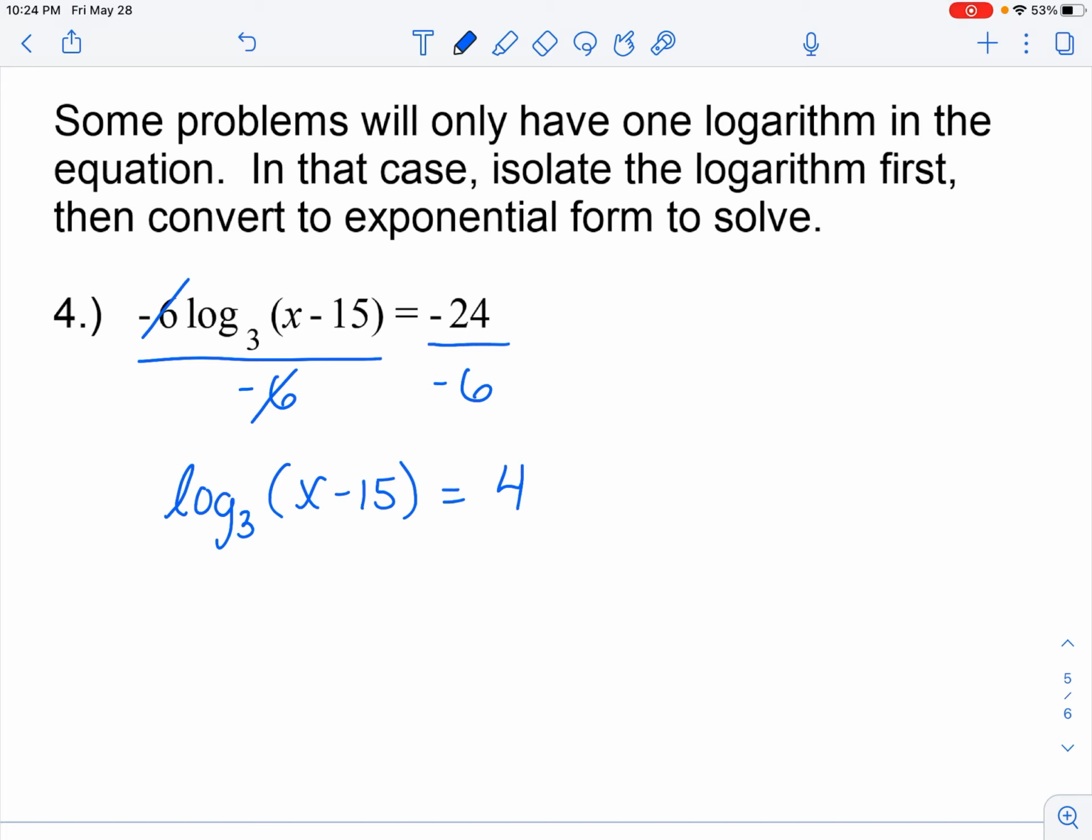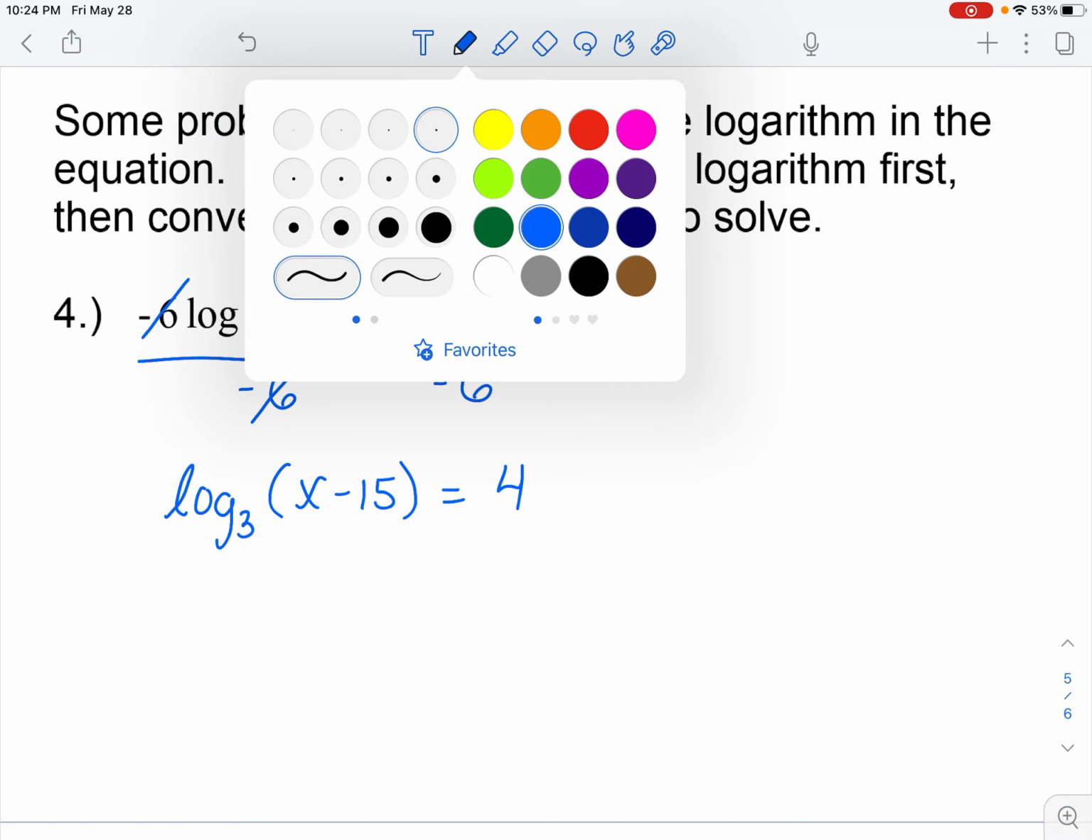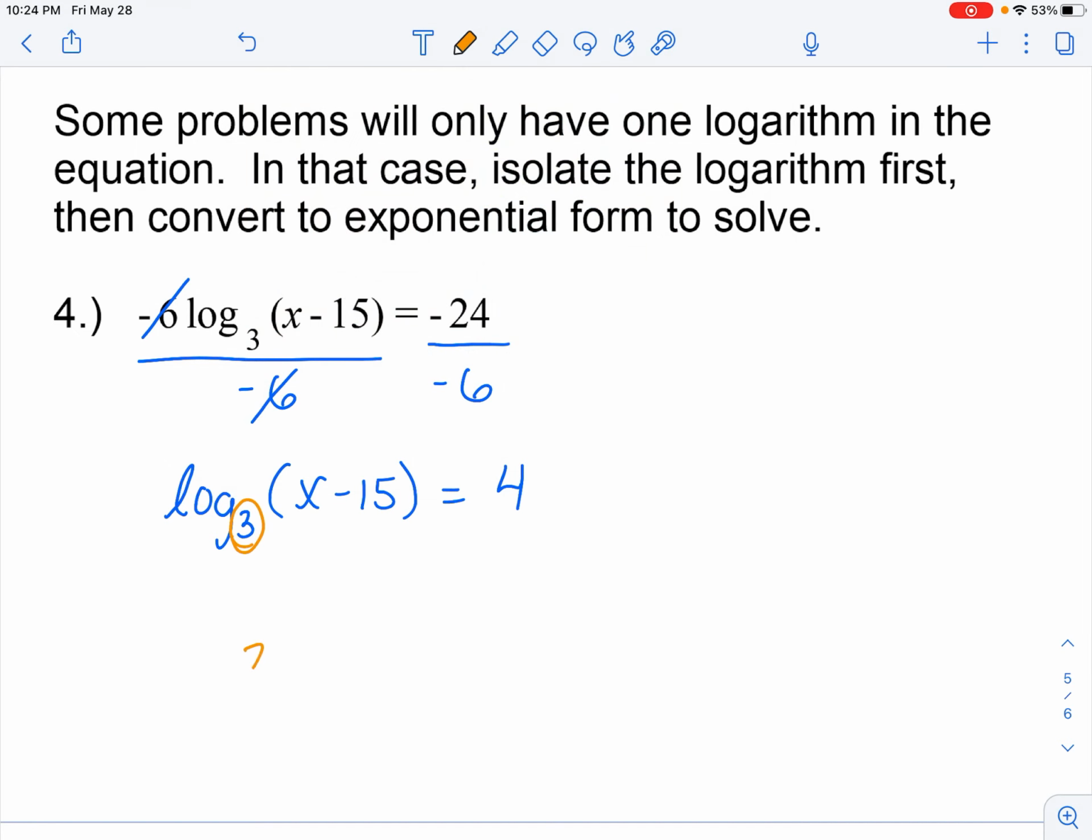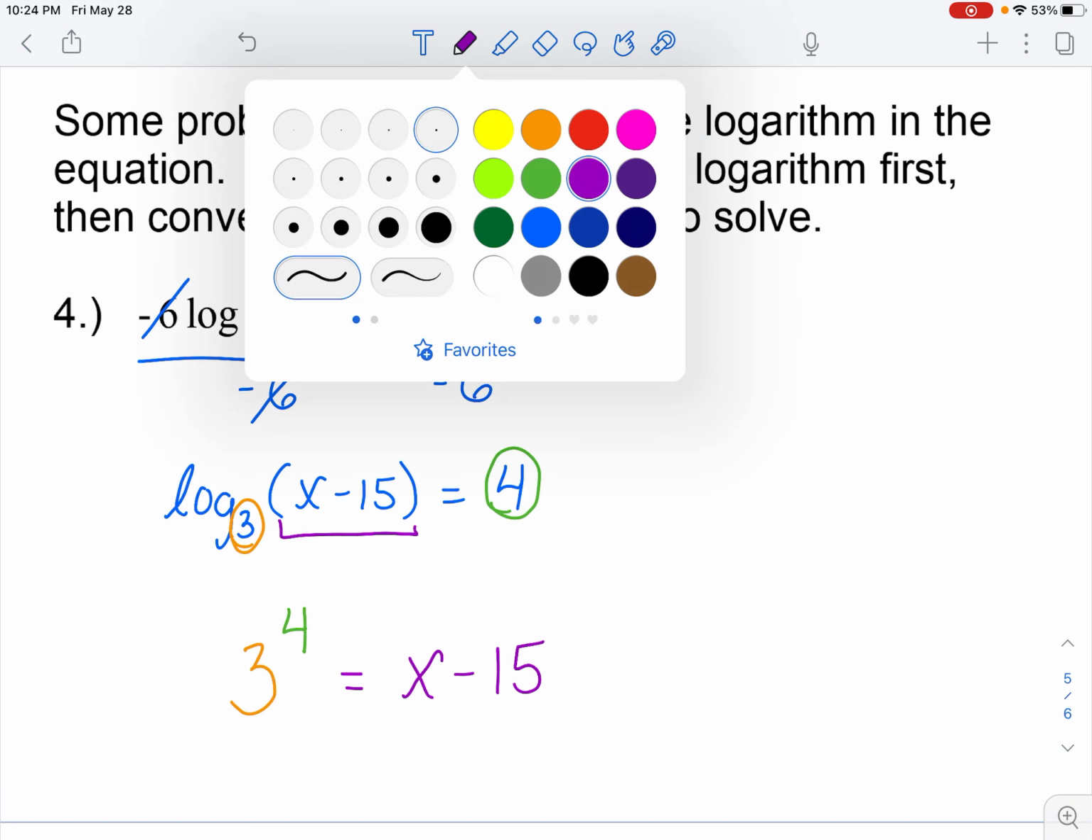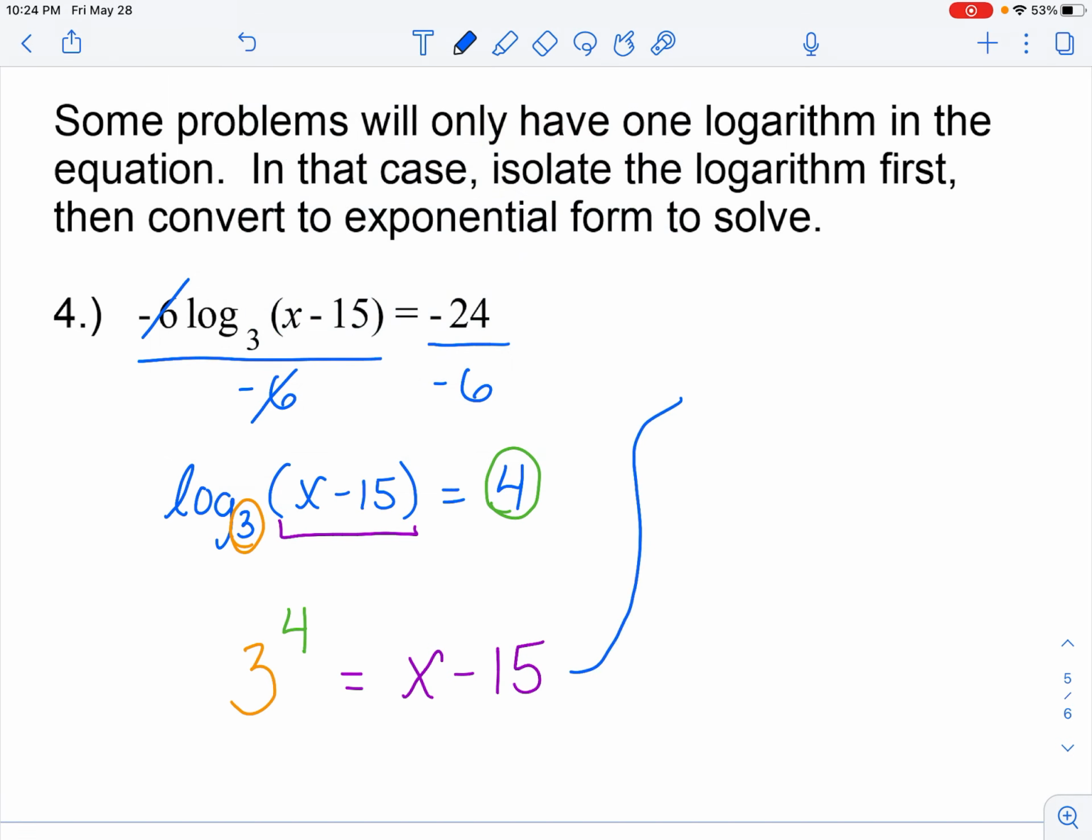All right, so now I have a logarithm equal to a number. I can convert this to exponential form. Remember, you do the base to the exponent equal to the argument. Okay, so base to the exponent equals the argument. All right, so from here, I've got to figure out, well, what is 3 to the 4th power? So 3 to the 4th power is 81.